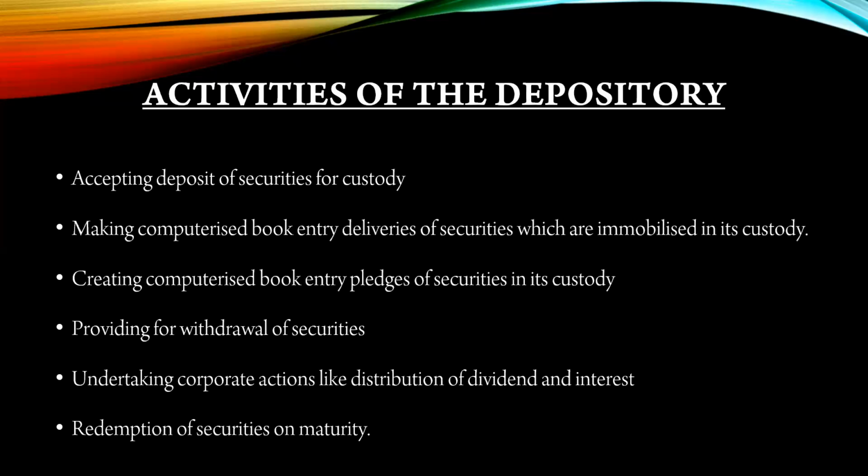What are the activities? They accept deposit of securities for custody. Okay, they are holding the securities on behalf of the investor, so they offer custodian services. Then they make a book entry for the securities which are immobilized in its custody. Immobilized means we are blocking the physical transfer of that securities, right? We are asking the depository to keep that securities in the electronic form for a certain period of time. So computerized book entry is made in the name of that client in the books of the depository.